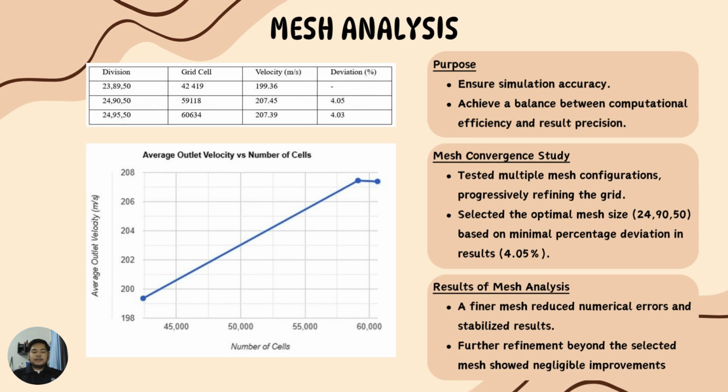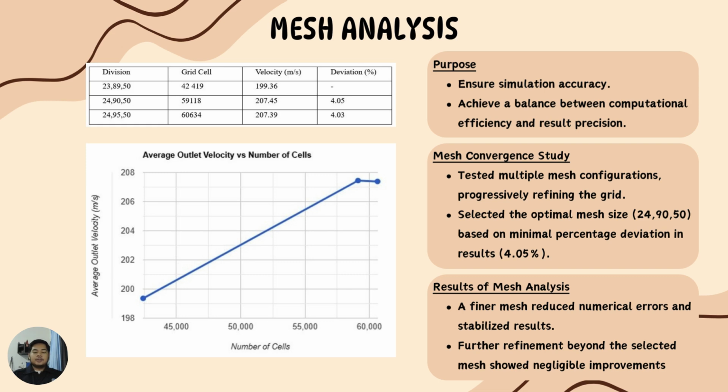Mesh analysis. Mesh analysis played a crucial role in ensuring the accuracy of our simulations. The purpose of this step was twofold. Number one, to achieve a balance between computational efficiency and result precision. Number two, to minimize numerical errors and ensure stable results. A mesh convergence study was performed. Multiple configurations were tested by progressively refining the grid.